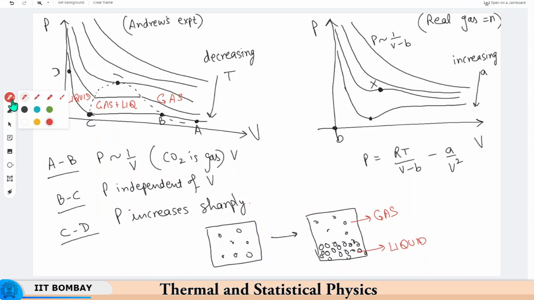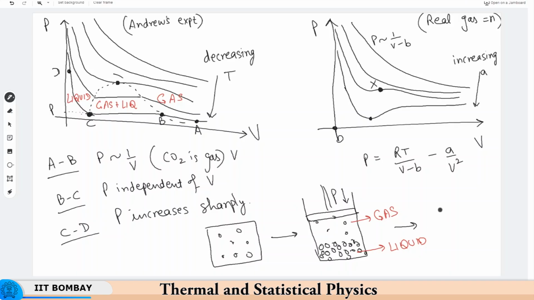So remember, we are applying some pressure here, right? And since there is a phase transition, many of the molecules go into liquid phase and there is no resistance from the gaseous phase, and suddenly the volume drops abruptly, right? So you can see that volume drops from B to C at the constant pressure, right? So at constant pressure, the volume suddenly goes down, right?